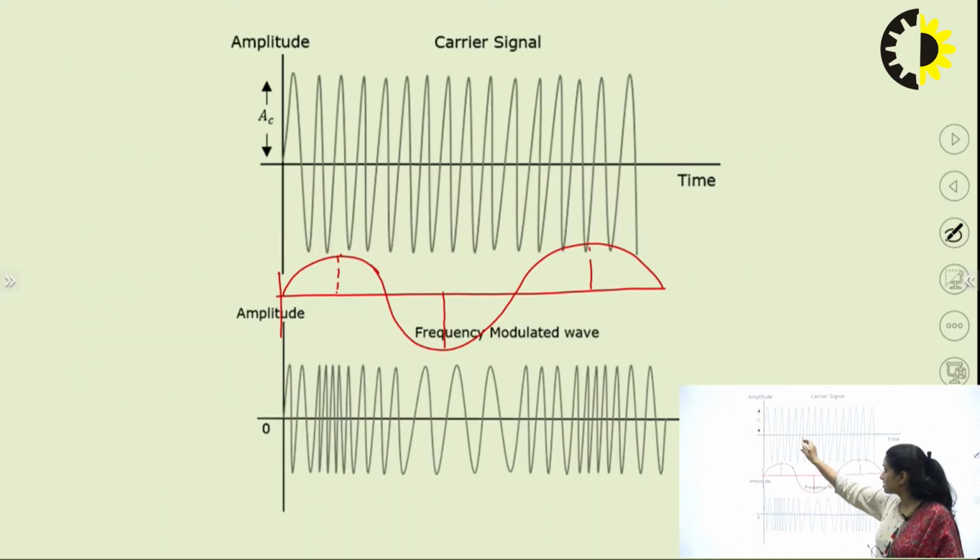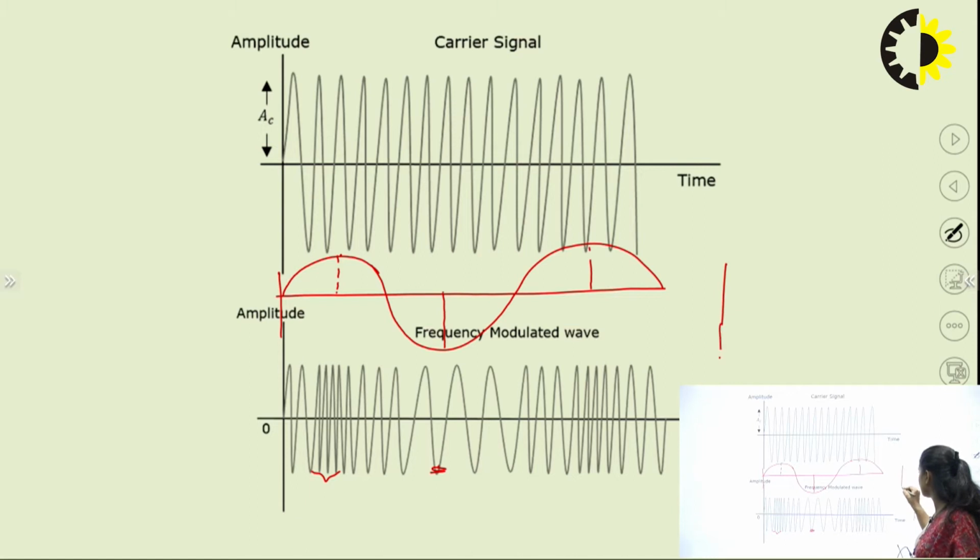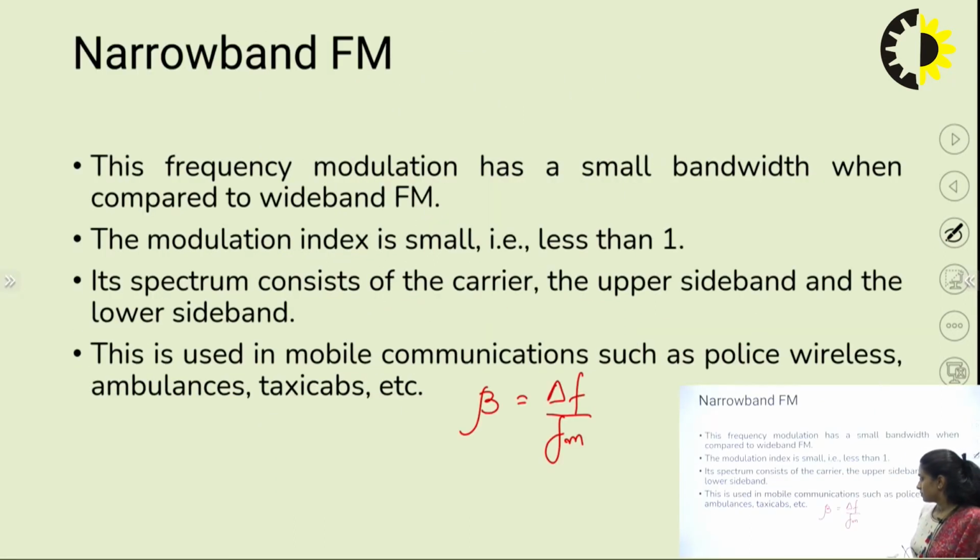Like this is my central frequency, and this is the maximum frequency it achieves, and this is the minimum frequency it achieves. So how much does it deviate from the central frequency? Like if fc and this is the f max it reaches, and in this direction f min, so this difference is my del f, right? And fm is my message signal frequency, modulating frequency, right?